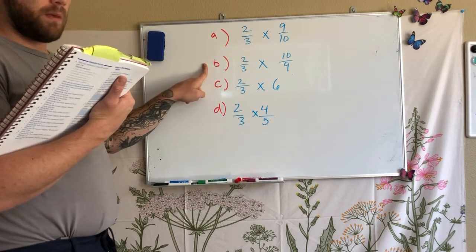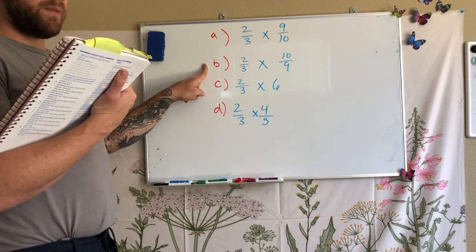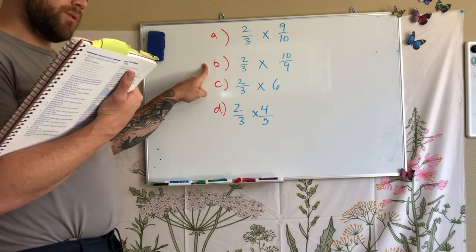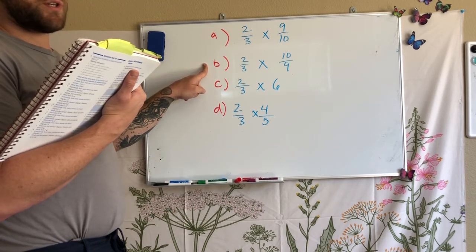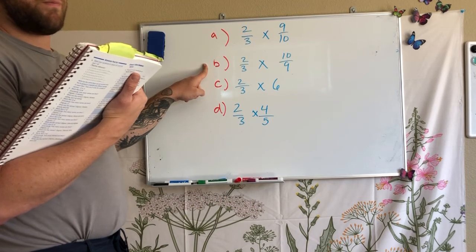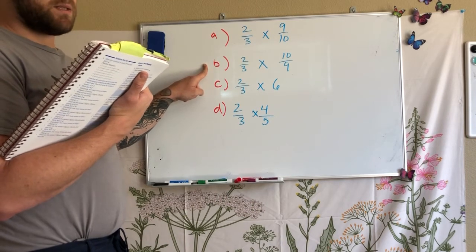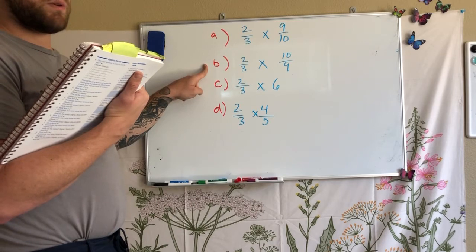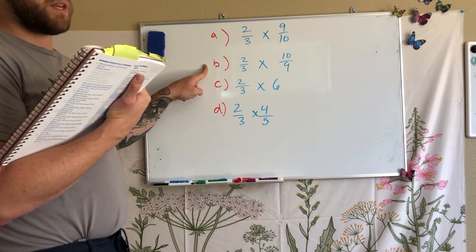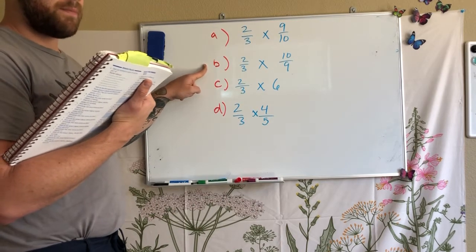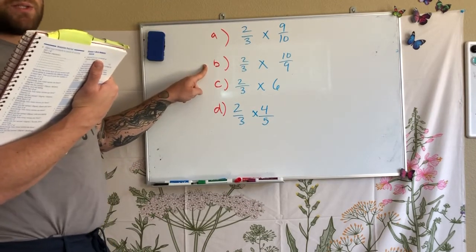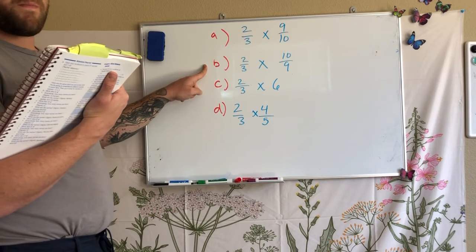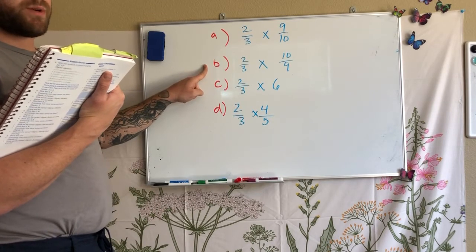Problem B. Read the problem, pause the video. 2/3 times 10/9. What do you multiply 2/3 by? Pause the video. 10/9. Is 10/9 more than 1 or less than 1? Pause the video. More than 1. So, do you end up with more than 2/3 or less than 2/3? Pause the video. More than 2/3.